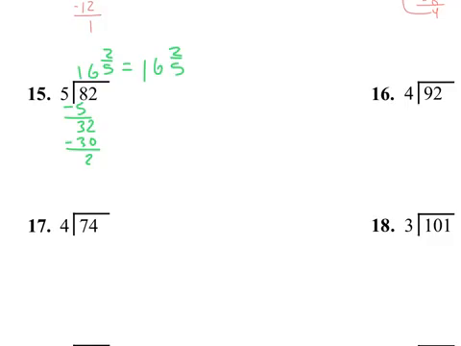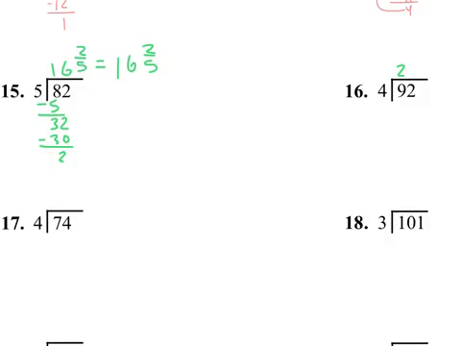Okay, on to number 16. 4 will go into 9 2 times. And I better move this over here, so I'm going to slide this over just a touch. So anyway, 2 times 4 is 8. Subtract those. I get 1. Bring down the 2. How many times will 4 go into 12? 4 will go into 12 3 times. 3 times 4 is 12. Subtract those, and my remainder is 0. So guess what? You got it. I'm done.